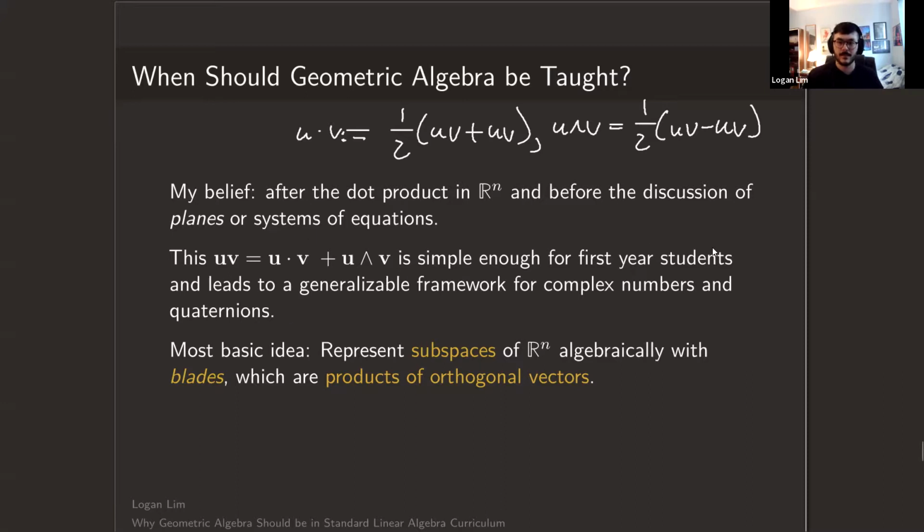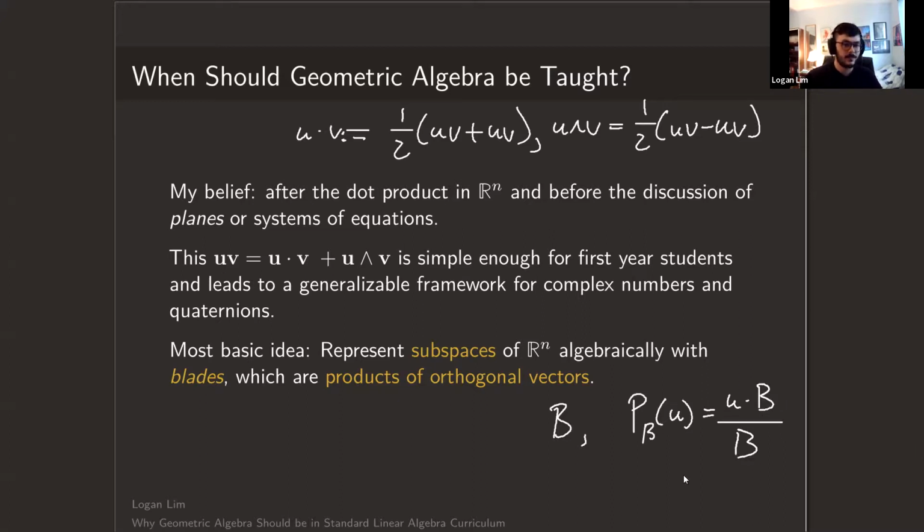And so this statement is simple enough for first-year students, but leads to a generalizable framework for complex numbers, quaternions, all of these integral formulas, all of these rotations, projections. And I haven't even shown you projections. Say we have a blade B, we can project onto that blade B from a vector u by just doing this.